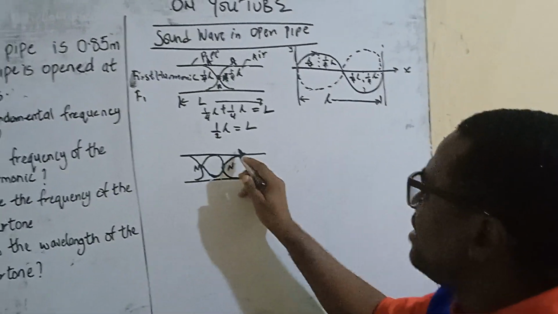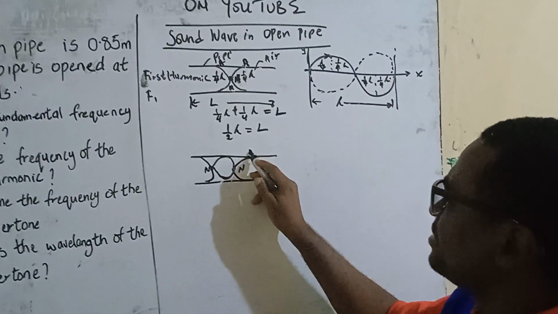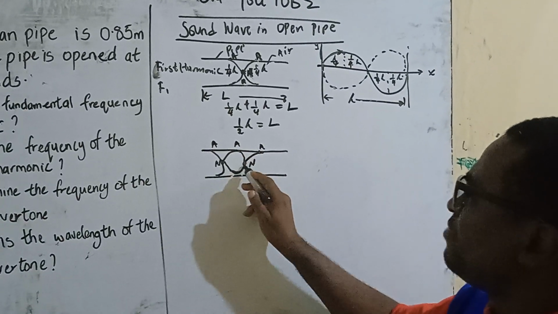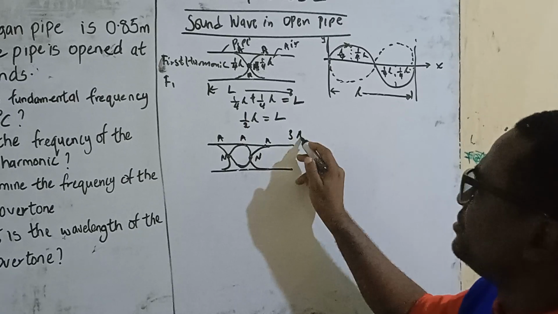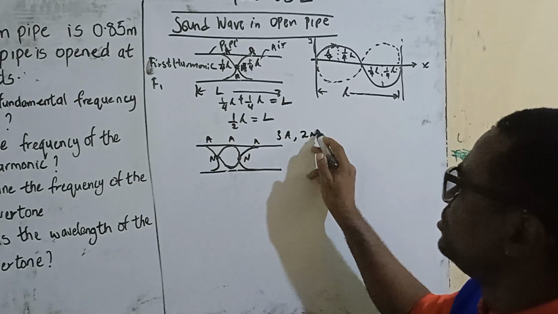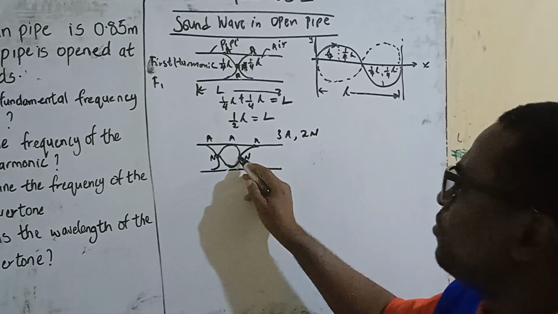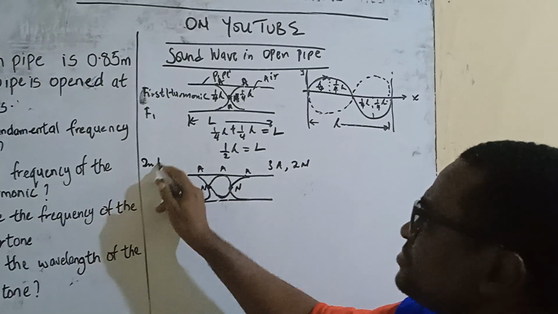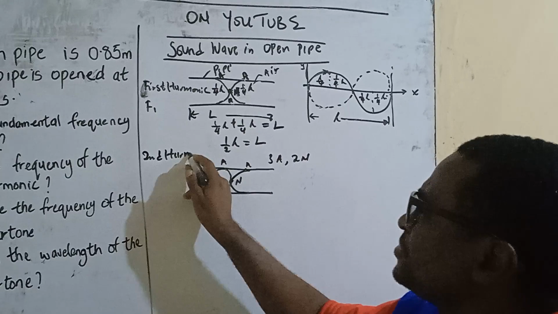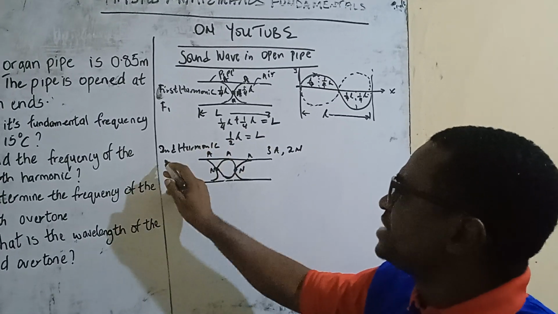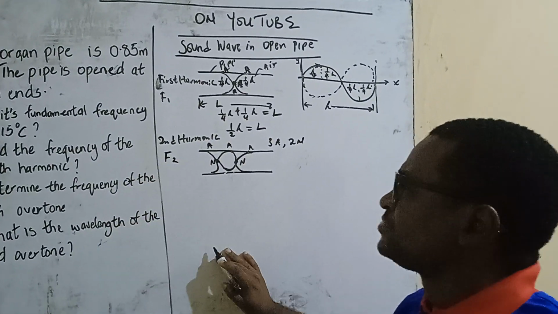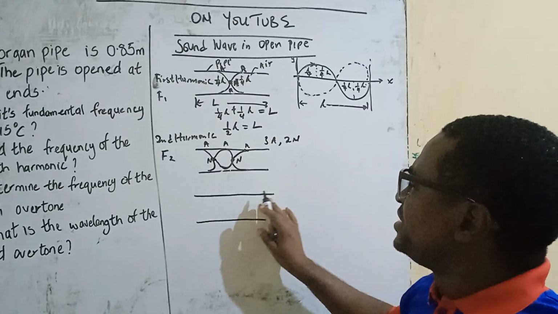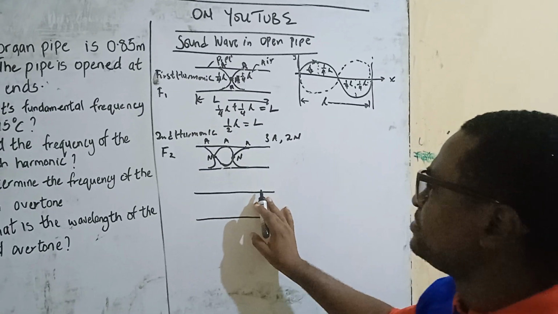So here now we are having, at this point here, this is the antinode, antinode, antinode. So here we are having three antinodes and two nodes. Now what we have here is called the second harmonic. So the frequency for the second harmonic is F2. Now let's move down to another scenario of reflection of the sound wave inside this air column.